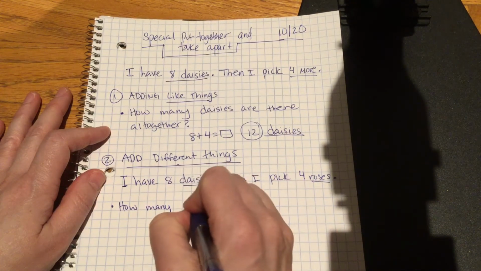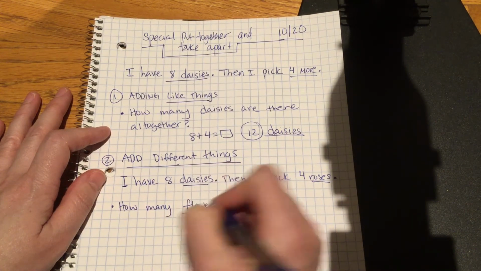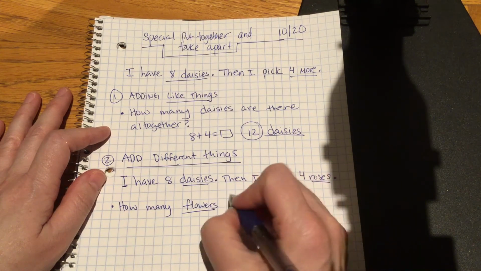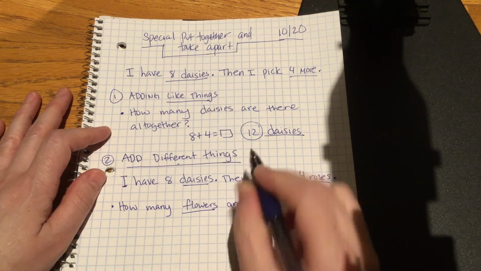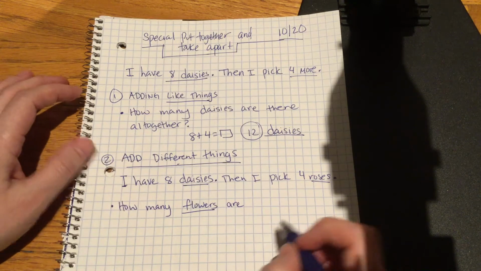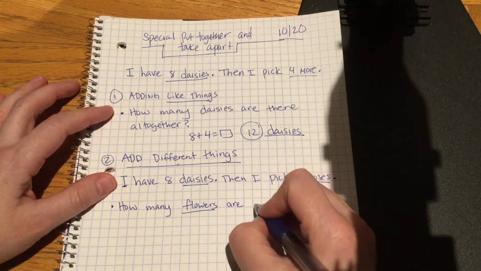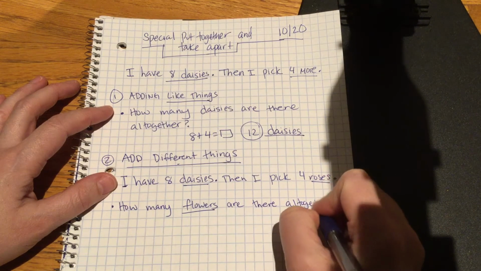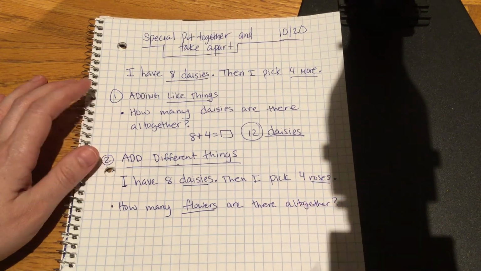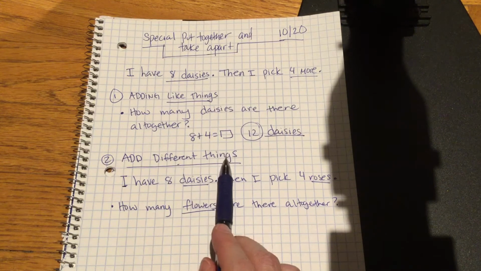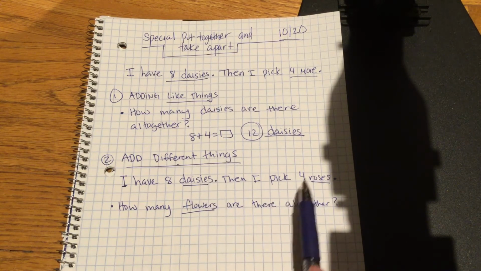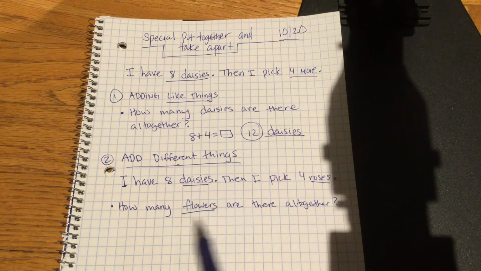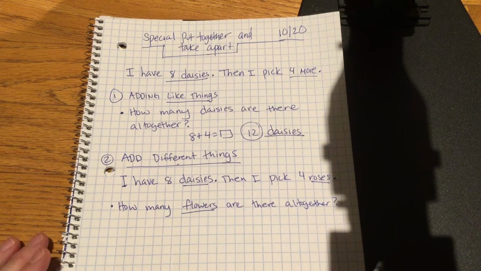how many flowers? So both of these are types of flowers. They belong to, we can classify them as flowers. How many flowers are there all together? So when you're adding different things, you have to find a common category that they would fall into. And that's what we're going to look at next.